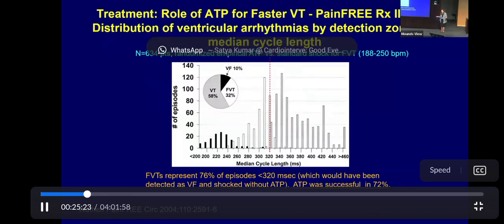Is it safe to give ATP? And the answer is yes. Most of the episodes in that zone, ATP was successful in 72% of these fast episodes. So why not try it? Why would you not try it, right? 72% of the time you're going to be successful.